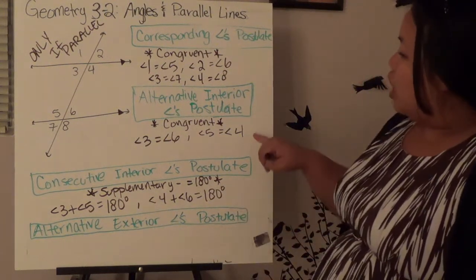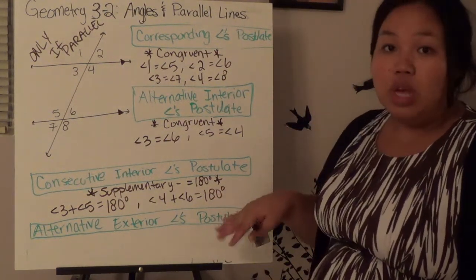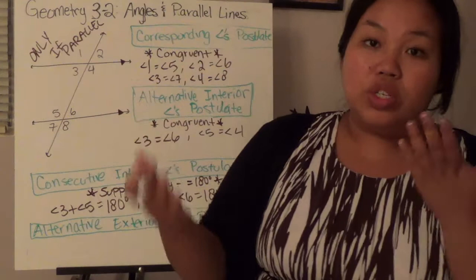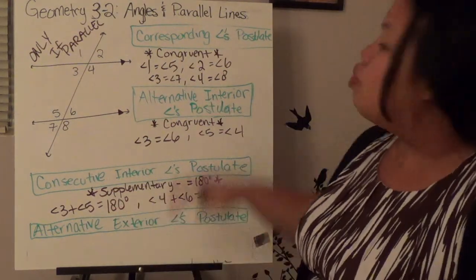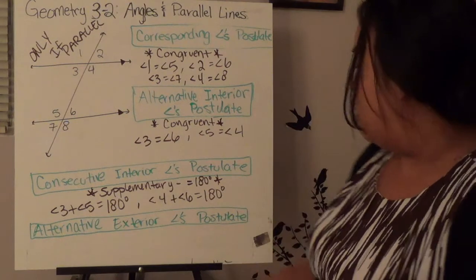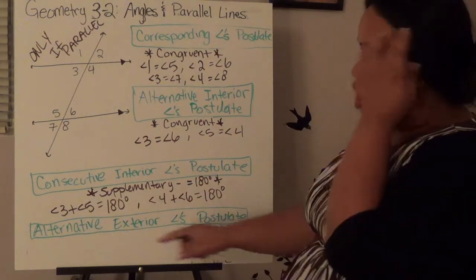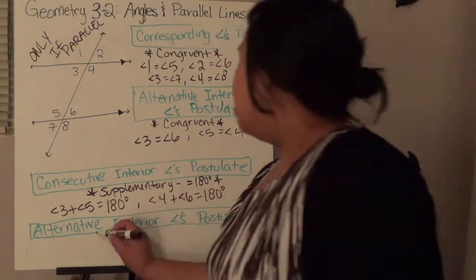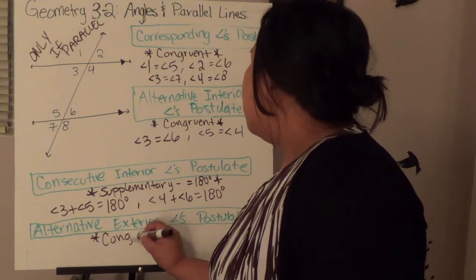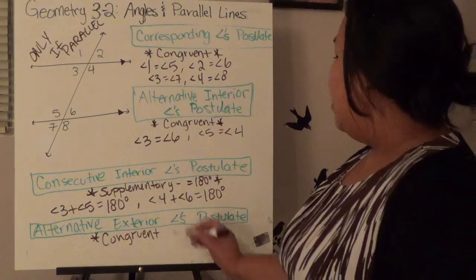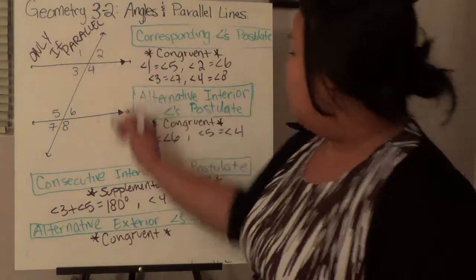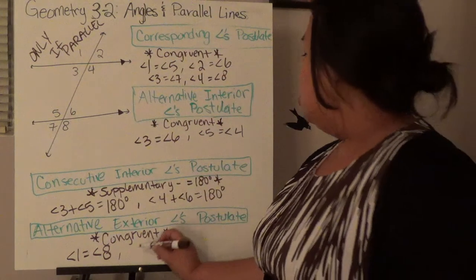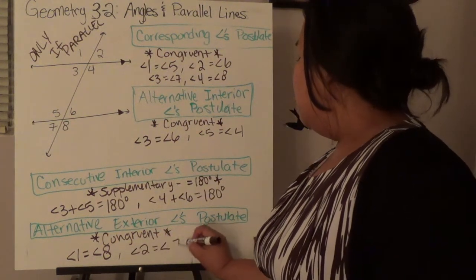Now, even though this is not as equal as these, this is important too. Because in order for us to solve equations, we need to have an equal sign, or else there's no equation to solve. So anything with an equal sign will help us, especially during proofs and problem solving. So this is supplementary. The next one is alternate exterior angles. So opposite side on the exterior. These are also congruent. Okay? So this is telling me that angle 1 equals angle 8 and angle 2 equals angle 7.